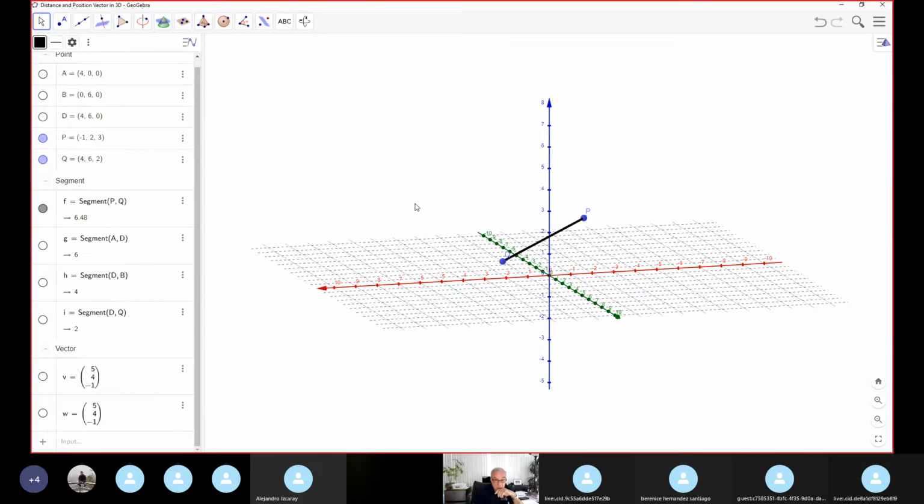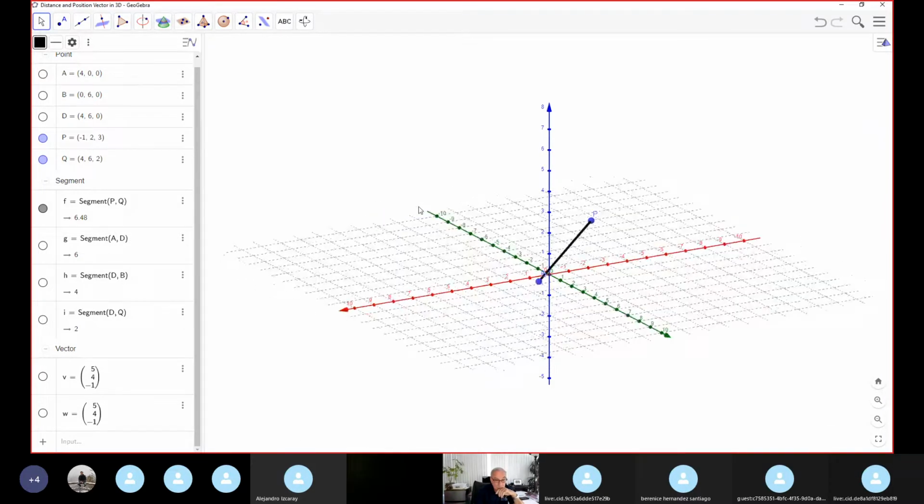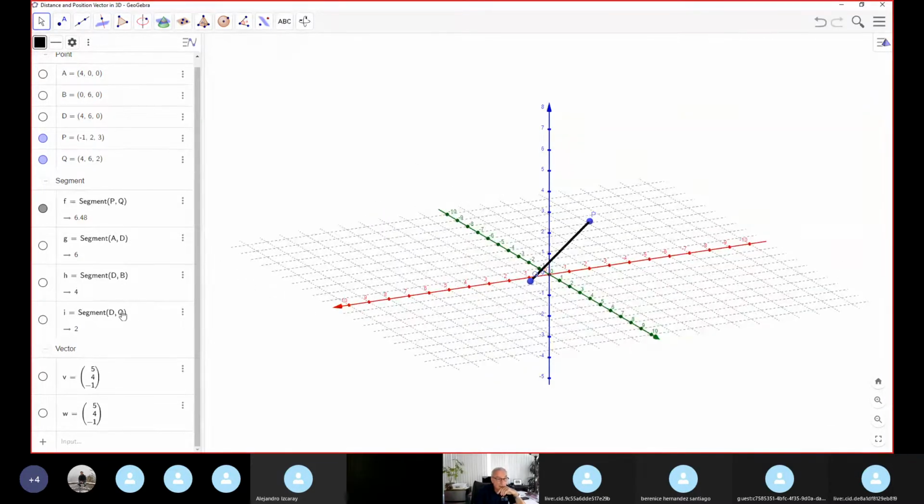Good. So when I did a segment PQ here in this panel, by the way, this panel is called the algebra panel. It's a 3D graphic panel. You see the segment PQ and you see the distance in decimal approximation, 6.48. Boom. Final answer. My answer is good. No problem. Do you understand very well? Super. Okay, let's move on.